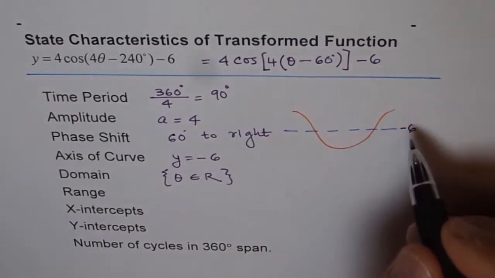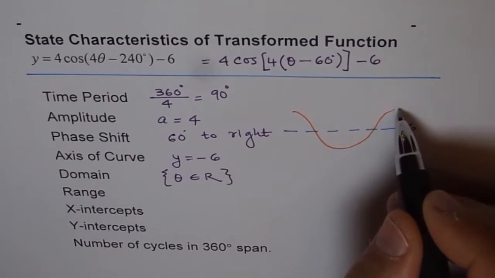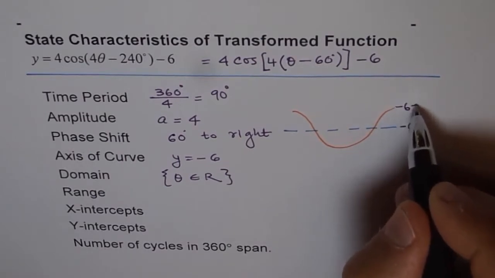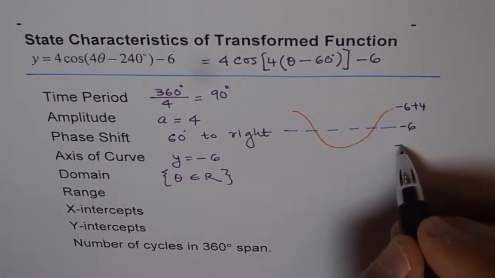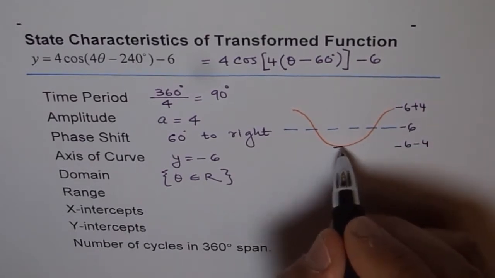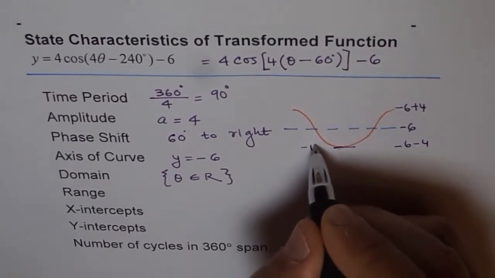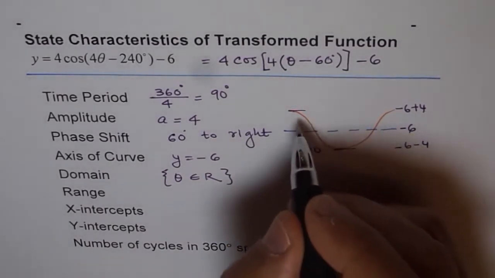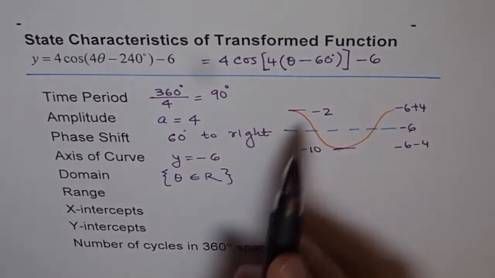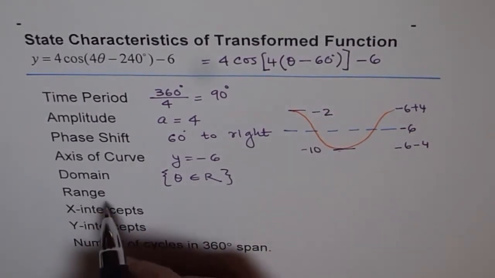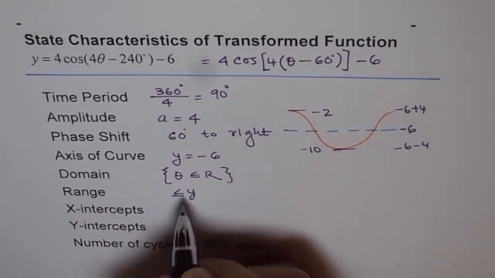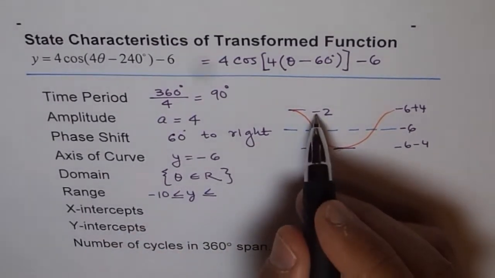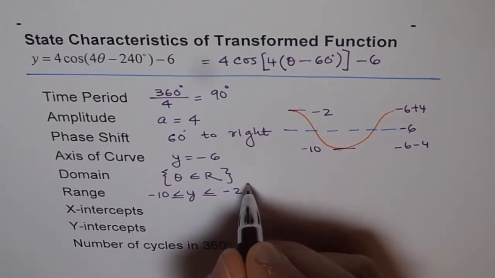Amplitude is 4. That means from here you will go maximum 4 up and 4 down, right? If you go 4 up, then it is minus 6 plus 4, and if you go 4 down, then it is minus 6 minus 4. So that gives you this minimum value of minus 10, and the maximum value of minus 6 plus 4, which is minus 2, correct? So that is your range. Range for us will be y greater than or equal to minus 10 and less than or equal to minus 2, correct?